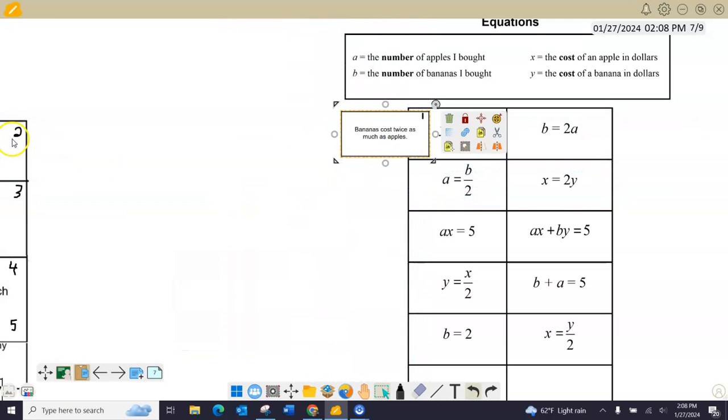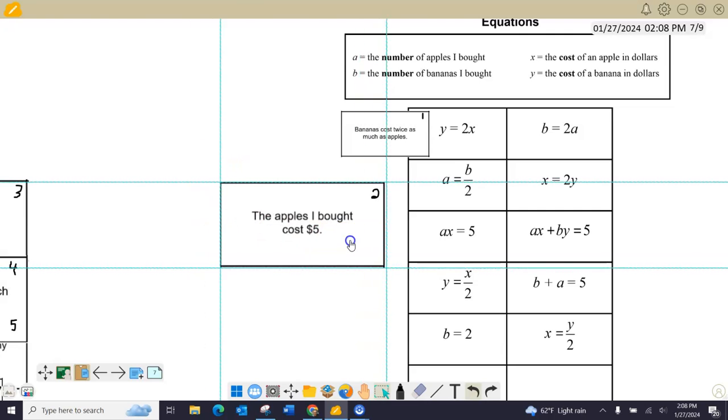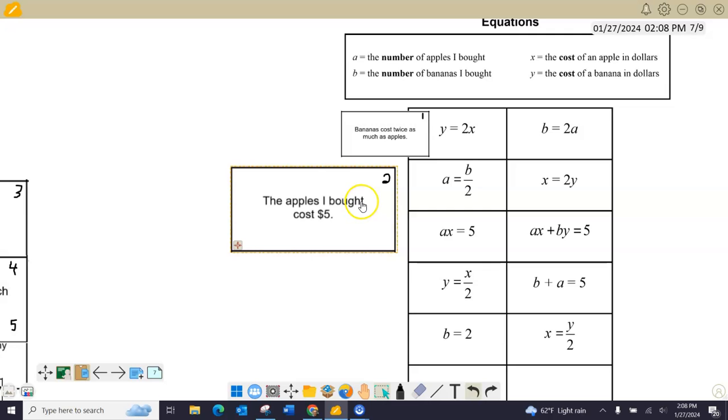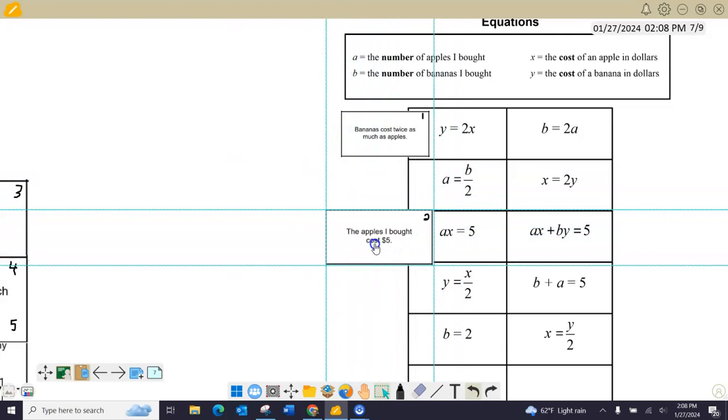Next one. The apples I bought cost $5. Okay, pause, find the equation, come back. All right, so how do you find the cost of apples? Well, you have to figure out how many apples you bought and then multiply it by the cost of an apple. And it's $5. So A times X equals 5, I think that is correct right there. So let's go ahead and shrink this down and put this in place. Good job.